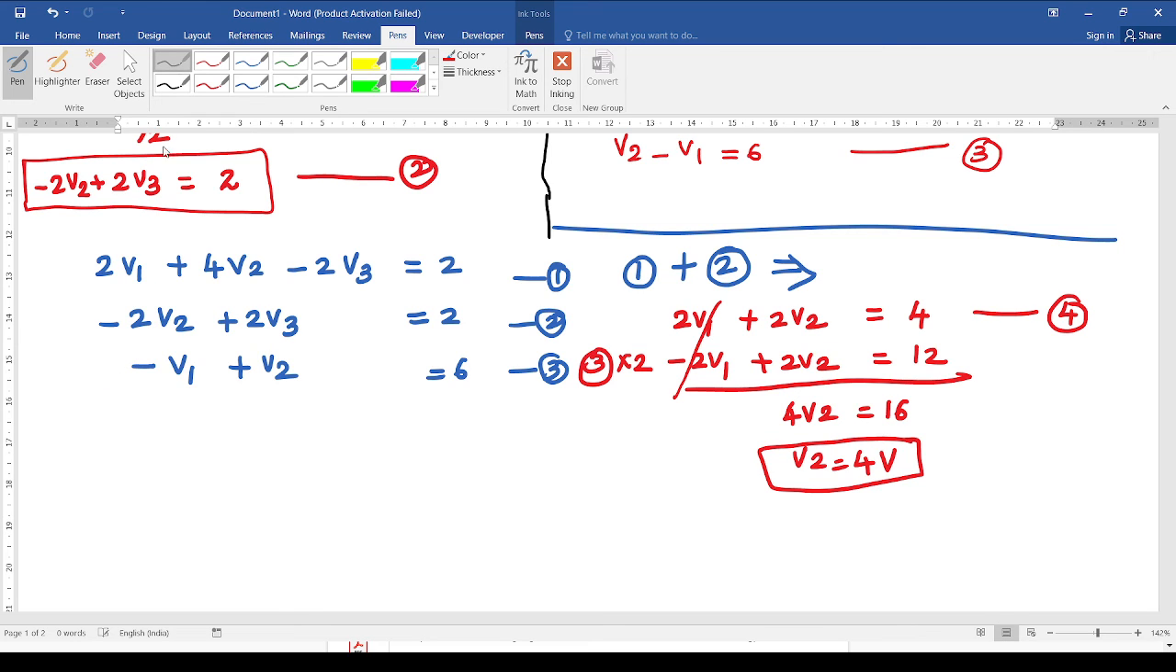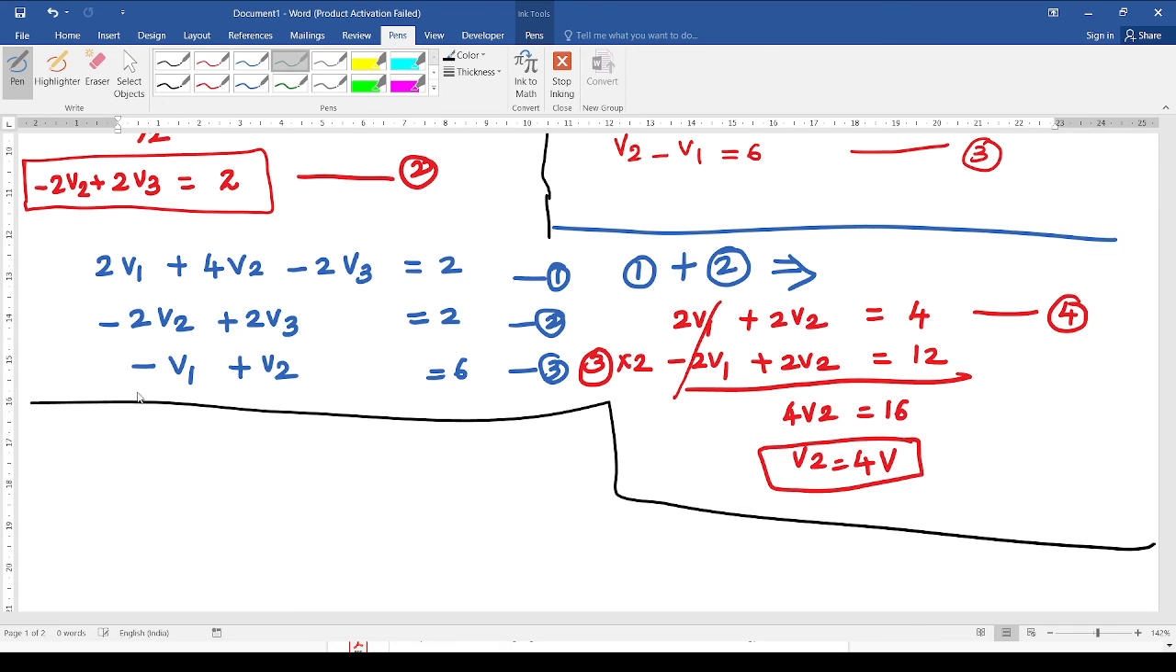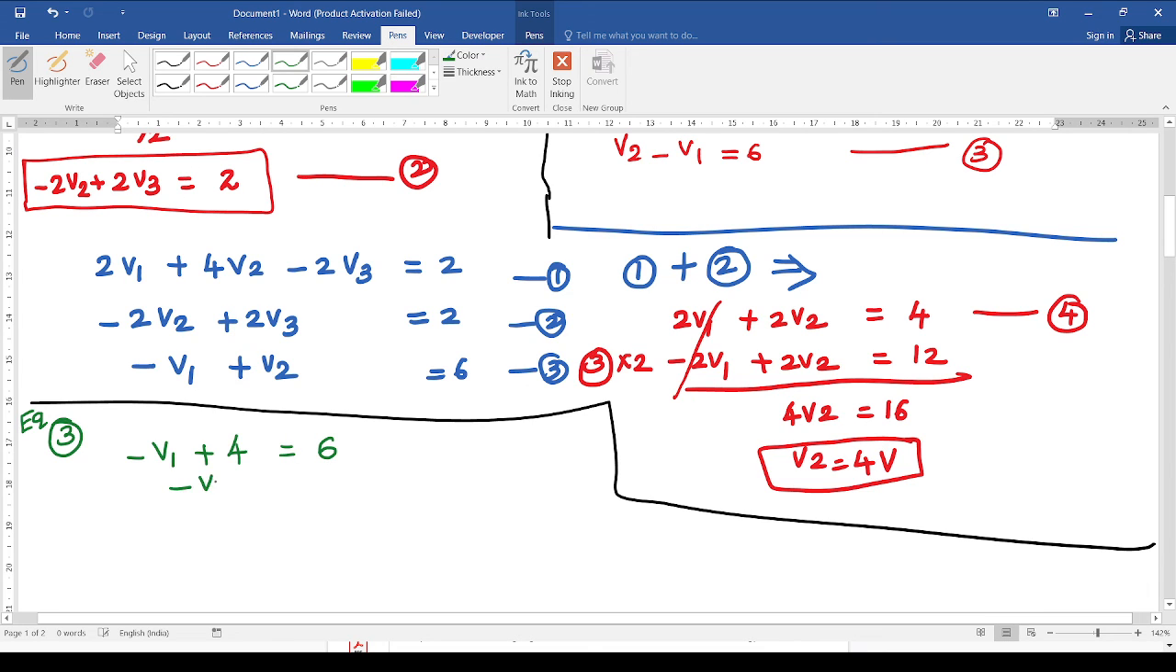And next, what is the next voltage? I am going to find the voltage V1. So how to find V1? I am going to take equation number 3 and substitute the value of V2. So minus V1 plus V2, and V2 equal to 4, that is equal to 6. Minus V1 equal to 6 minus 4, that is 2. What is V1? V1 is minus 2 volt. V2 is 4 volt, V1 is minus 2 volt.